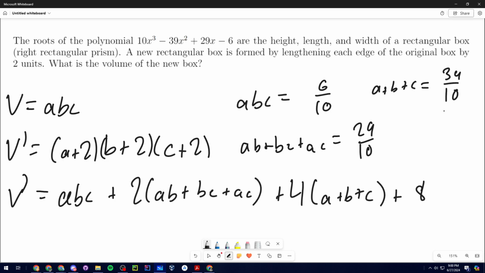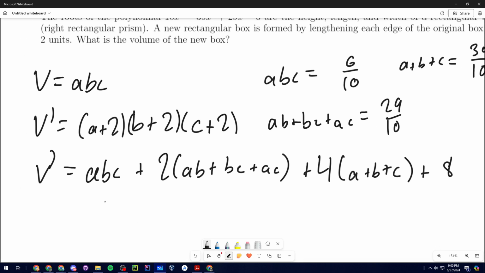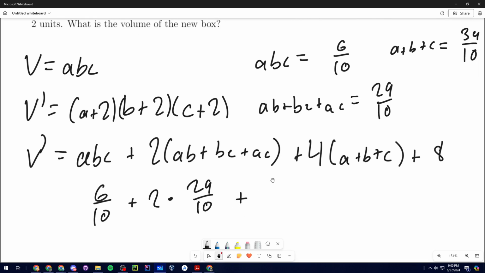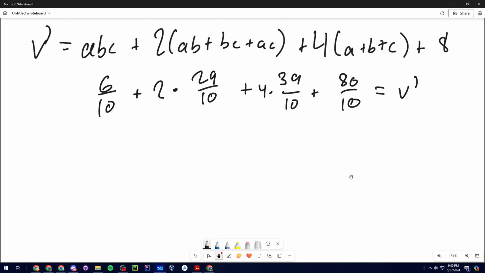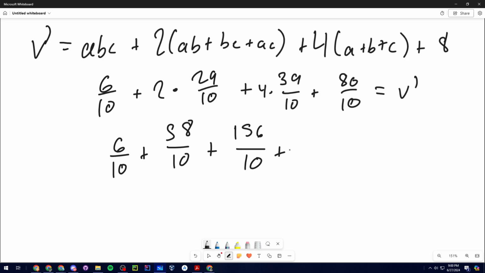All right. Now that we have that, we can plug those values in. So you have 6 over 10 plus 2 times 29 over 10 plus, no, 4 times 39 over 10 plus 80 over 10, and that's equal to v prime. So if we can just do some fractions and some math, we'll find our answer. So 6 over 10 plus 2 times 29 is just 58 over 10, plus 39 is just 160 minus 4, so 156 over 10 plus 80 over 10.